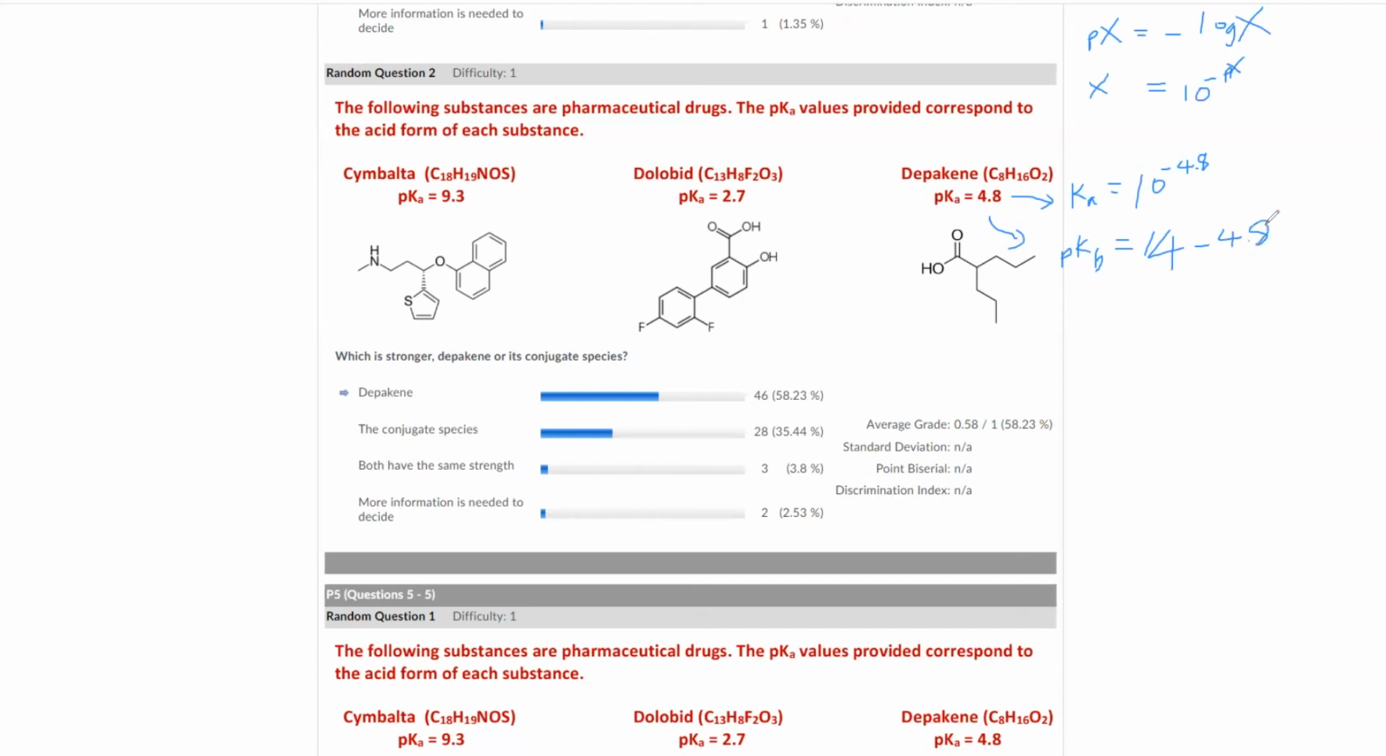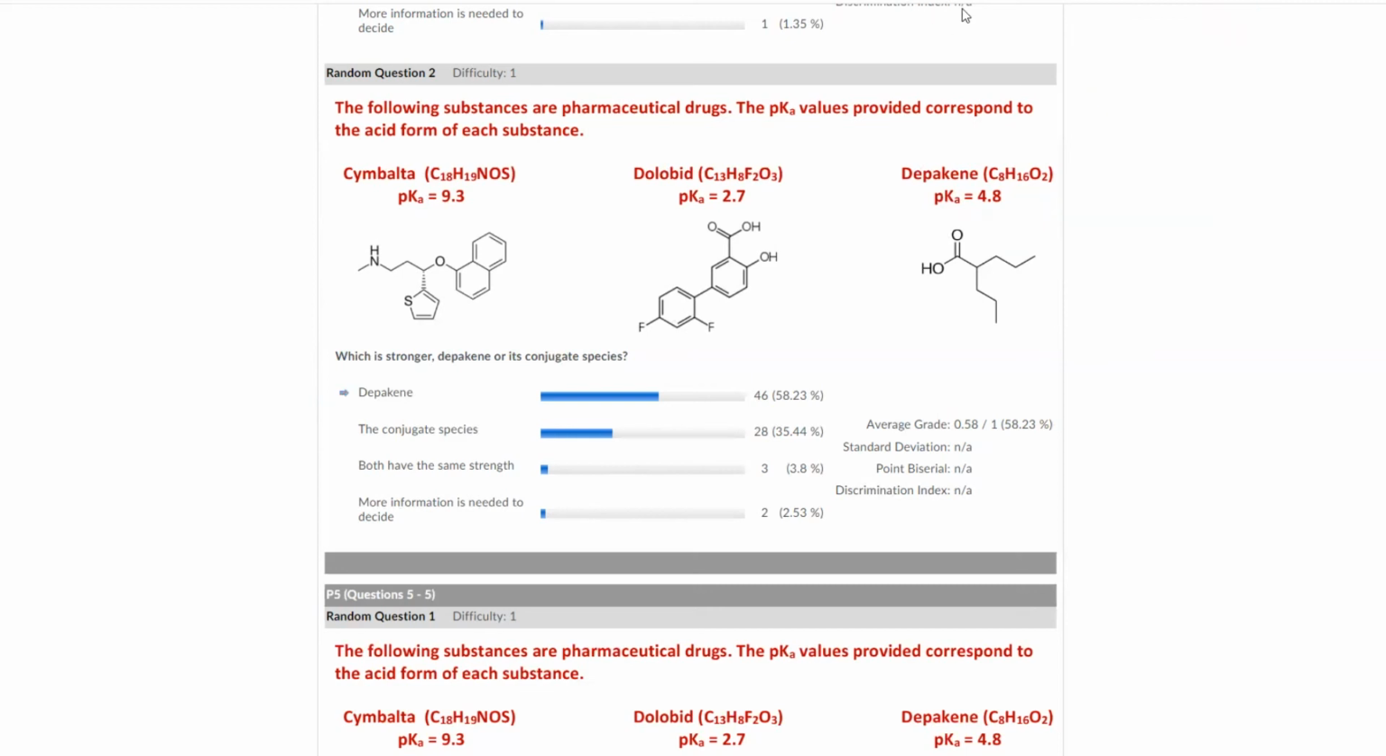This comes out to be 9.2. Therefore, Kb is equal to 10 to the power of minus 9.2. Now again, Ka here is a larger value compared to Kb, because 10 to the power of minus 4.8 is greater than 10 to the power of minus 9.2. As a result, the acid form, which is the depakine, is going to be stronger than the base form.